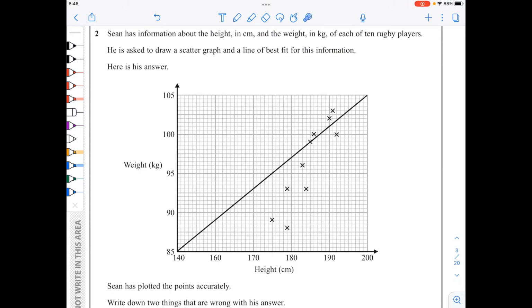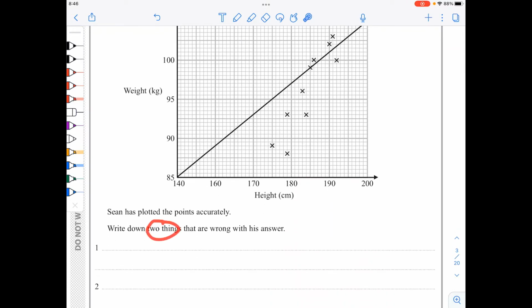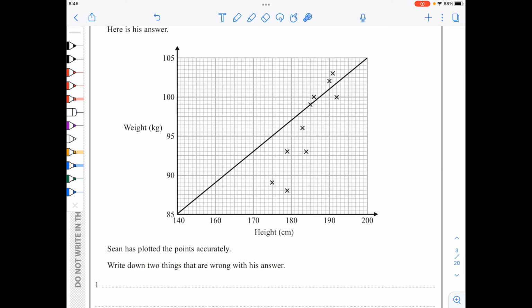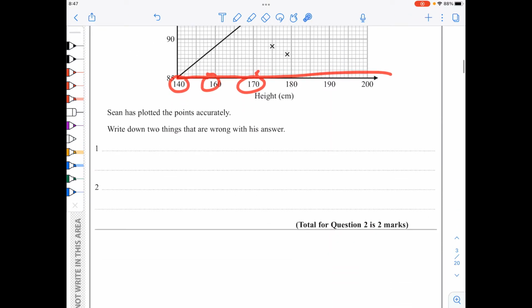Question 2, Sean has information about the height and the weight of 10 rugby players. He drew this scatter graph and the line of best fit, and we need to write down two things that are wrong with this answer. So I will start by looking at the horizontal axis. We notice that we go from 140 to 160 and then to 170. So obviously the scaling on the horizontal axis is wrong.